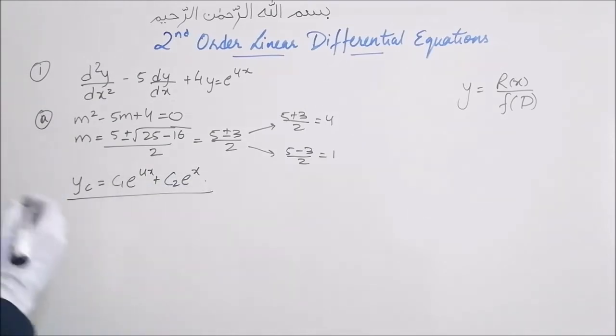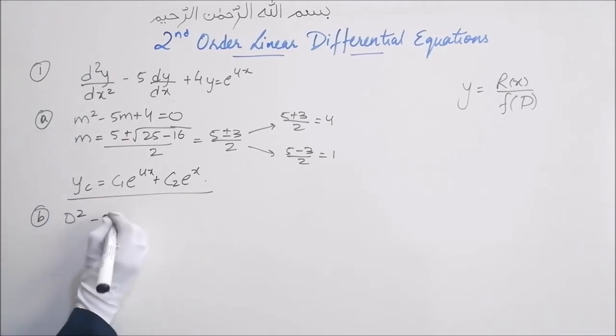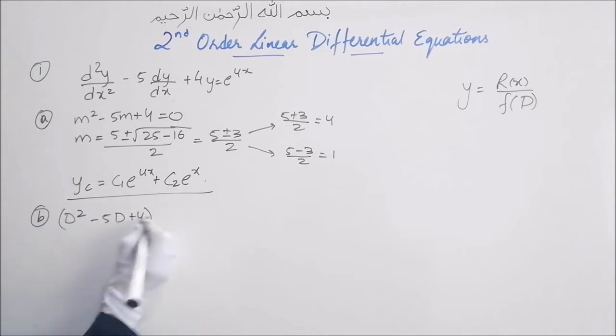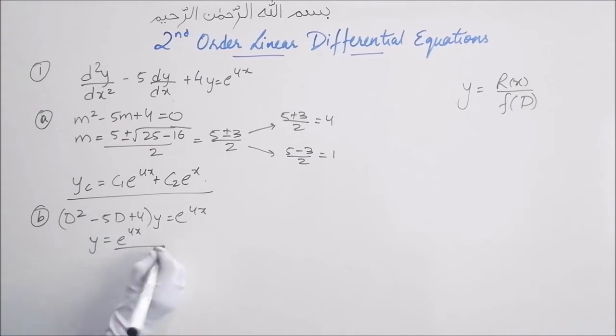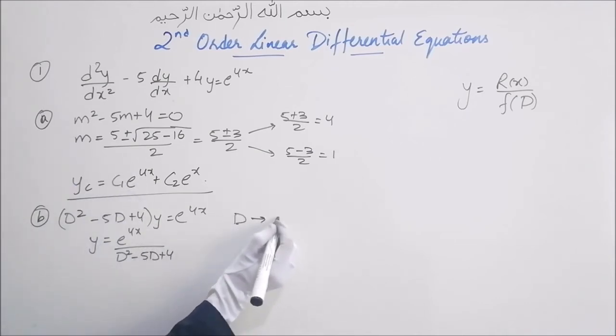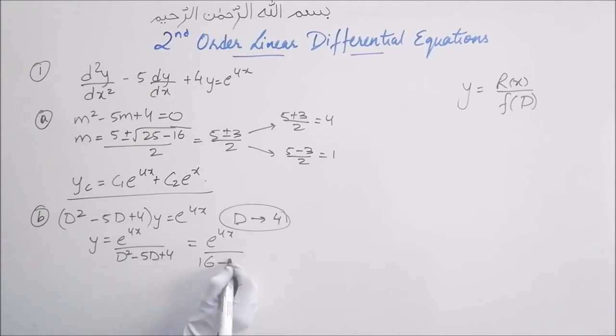Now we will find the particular integral. For that we will take our equation as d squared minus 5d plus 4 y is equal to e raised to 4x. Therefore we will get y is equal to e raised to 4x upon f of d, that is d squared minus 5d plus 4. Now I am going to replace d by alpha. Alpha here is 4. What do I get? I will get e raised to 4x upon 4 squared, that is 16, minus 20 plus 4. You can see this denominator comes out to be 0. So we'll have to differentiate this.